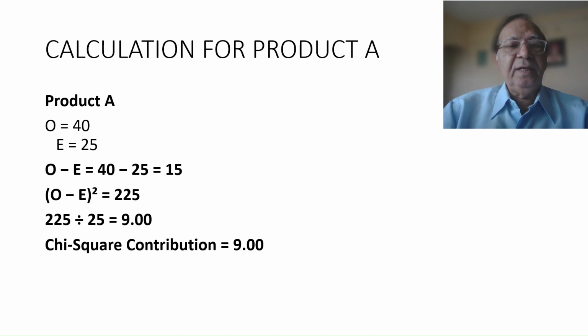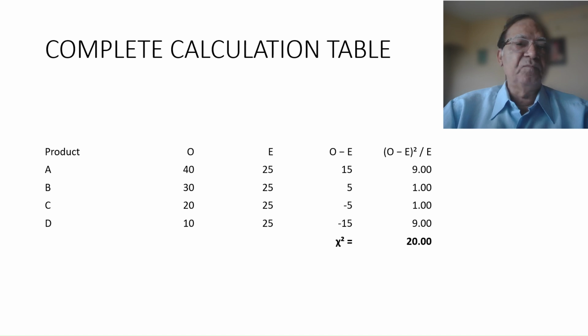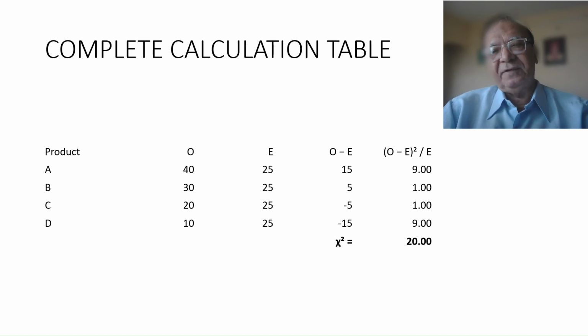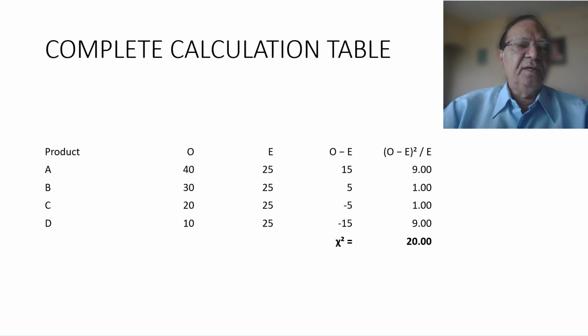Let us manually calculate the contribution of product A. The observed frequency is 40 and expected frequency is 25. The difference is 15. We square 15 and obtain 225. Then we divide 225 by expected frequency of 25. The result is 9. Therefore, product A contributes 9 units to the total chi-square statistics.